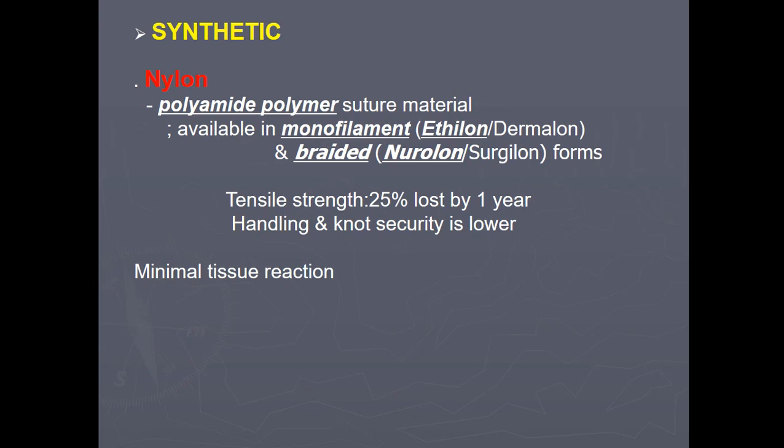Synthetic polyamide, which is also called nylon. It is available as a monofilament. Tensile strength is 25% lost by 1 year. For handling, knot security is lower, so a minimum of 4 to 5 knots have to be put because it is slippery. Minimal tissue reaction.